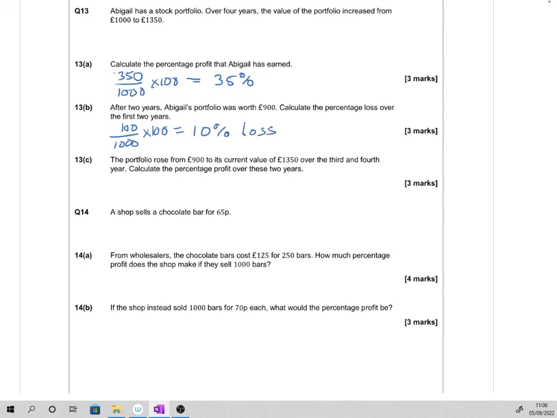The portfolio rose from 900 to its current value over the 3rd and 4th year. Calculate over these 2 years. So the difference is 450 over 900 times 100. That looks like good numbers. 450 divided by 900 times 100 is 50%.